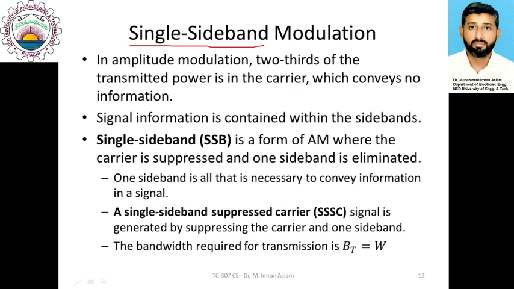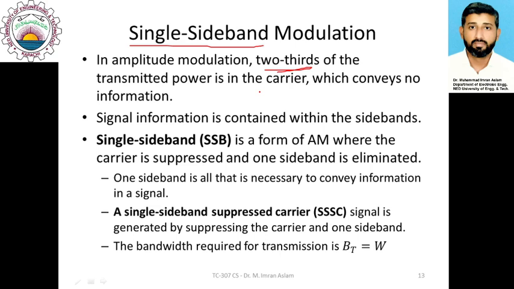We know that by removing the carrier we can save some power, which is around 2/3 of the total power, but that saving of power does not provide any benefit with respect to bandwidth utilization. But one important thing that we should note is that in an amplitude modulated waveform there are two sidebands, upper sideband and lower sideband, and both are symmetrical about the carrier frequency.